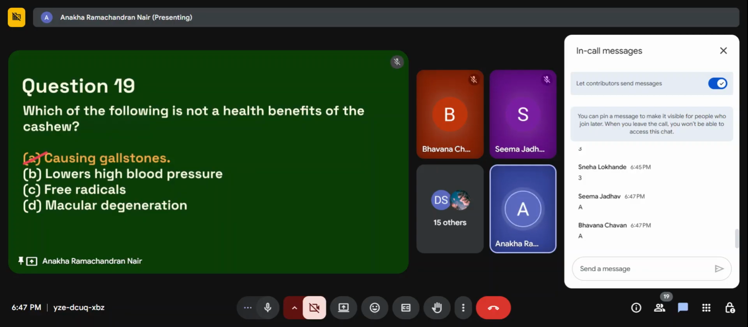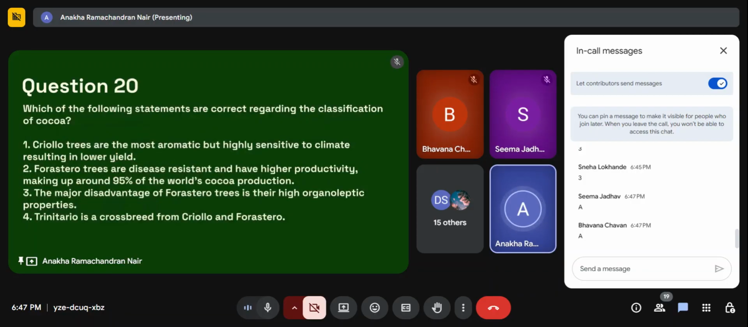This was pretty straightforward. So this is the final question for the day, question number 20. And the question is, which of the following statements are correct regarding the classification of cocoa? Right? This is a very, very theoretical question, and it might have been difficult for you to remember because it is something that you might need to mug up, right? There are four options given to you.